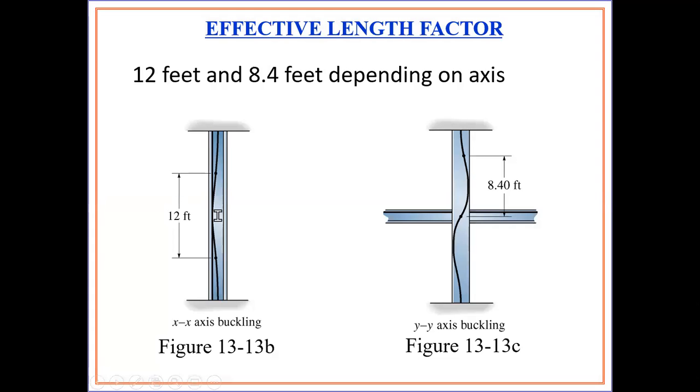Now, there are two conditions that are being discussed over here. One is that the column is supported in the YY axis only. Like the column has support in the YY axis, and in the XX axis it is not being supported, which means that if the column has to buckle, it would buckle throughout the height in the XX axis.